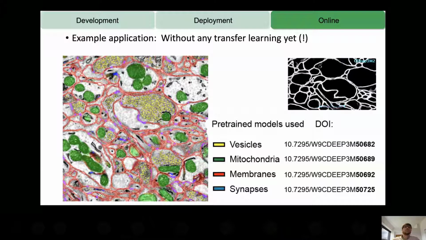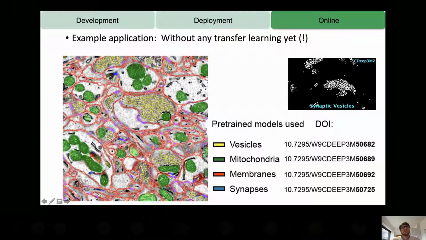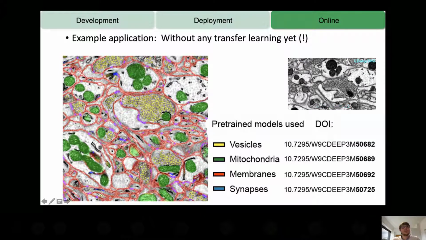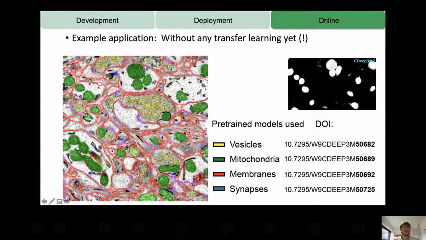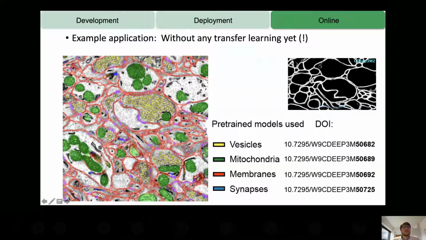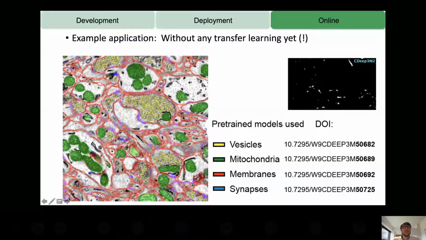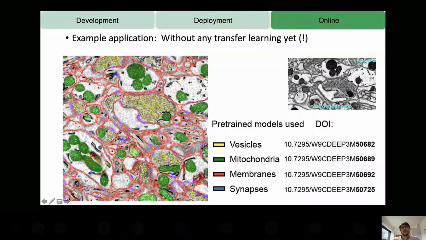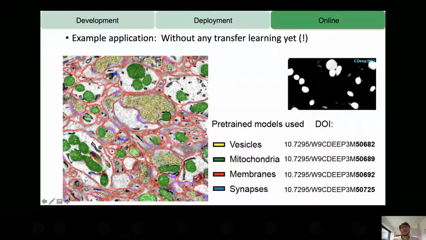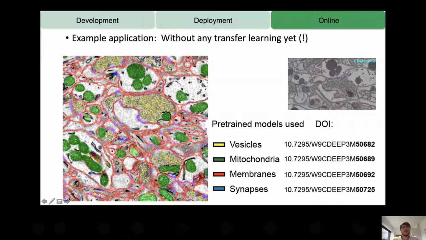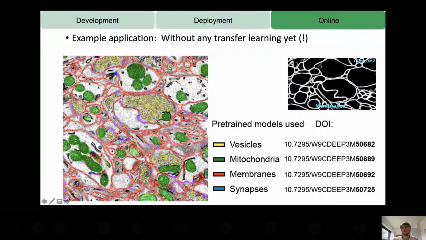And just as an example application here, there was no transfer learning applied yet. This is a completely unseen data set, so you see some of the models. This violet color is where it predicted synaptic clefts. We didn't train for it, so there are a lot of false positives in here. This is just to show you, so the vesicle predictions are pretty good. The mitochondria predictions are not bad at all, and the membrane predictions are also not bad.